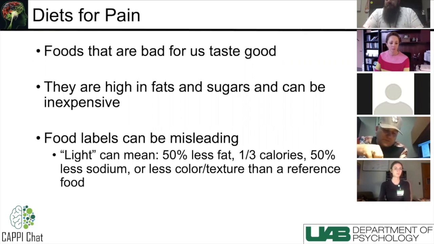Also, food labels can be misleading. Now, it's not that the food labels are lying, but it can mean different things. If a food label says the word light on it, this can mean it has 50% less fat, it has a third of the calories, it has half of the sodium, or simply just less color or texture than a reference food. So just because you're buying a food that is light doesn't necessarily mean that it's better for you. It just might be lighter in color. And so it's not that that is a lie, but that term doesn't always mean what we think it does.